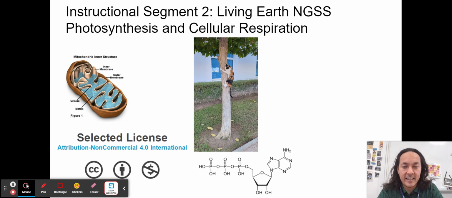Here's a picture of my cat climbing up a tree that's doing photosynthesis, and the cat's doing a lot of cellular respiration. Haha. Let's jump in.